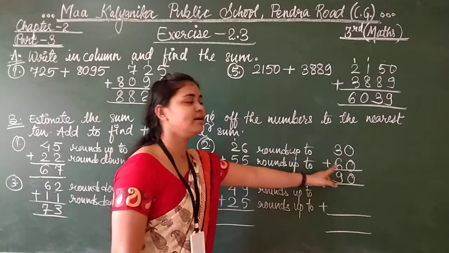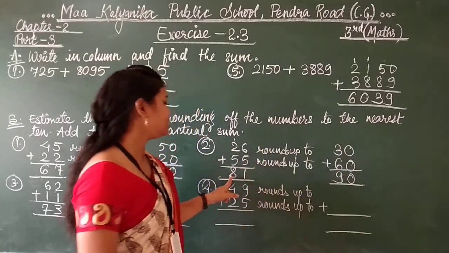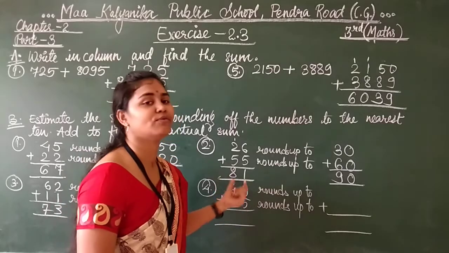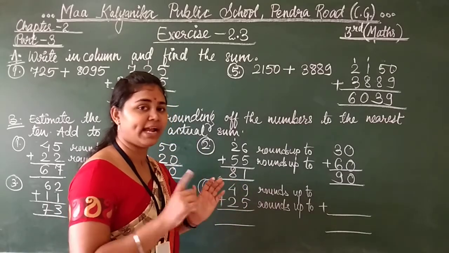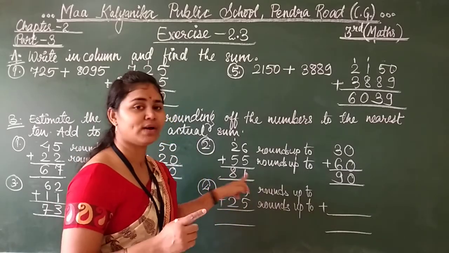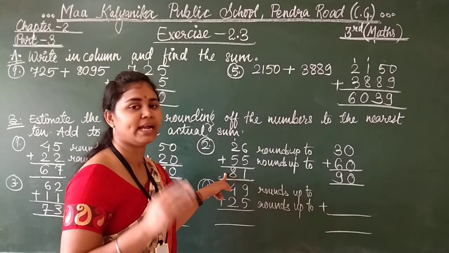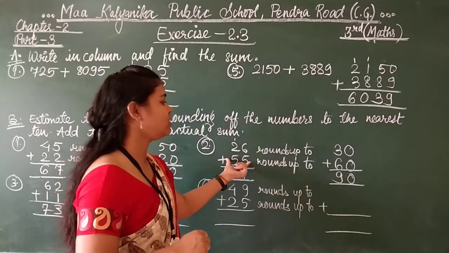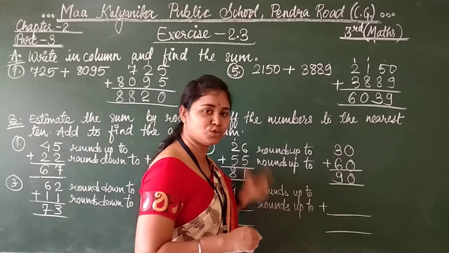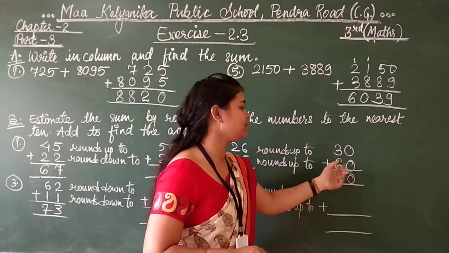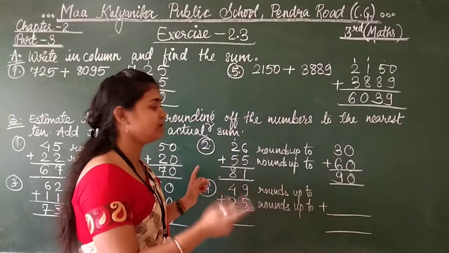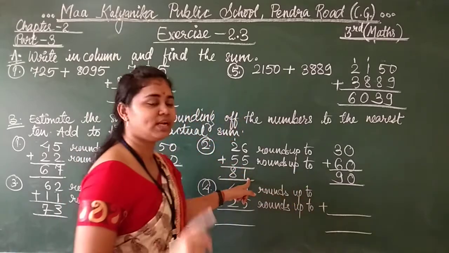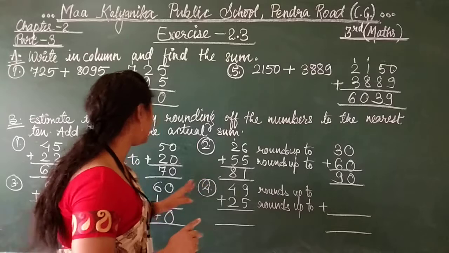But these are all rounded off. But 81 is not rounded off to 90. 81 is rounded off to 80 only. 80 and 90 is the range, but 1 is less than 5, so it will come to 80. So it is not exactly true that if you round off the two numbers, get the estimated sum, and round off the actual sum, the two will round off to the nearest of each other. It is not true in all cases.